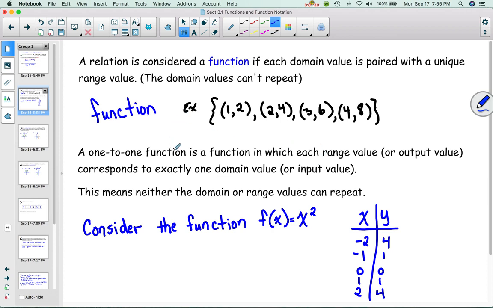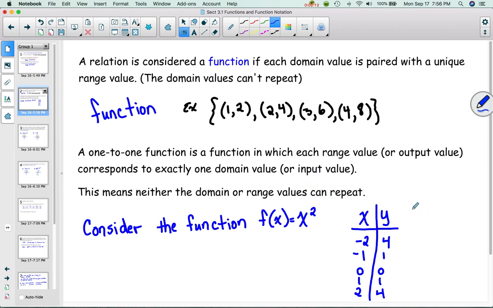So taking it a step further, we have something called a one-to-one function. And once we've identified it's a function, it may be a one-to-one function. And what we mean by that, each range value or output value corresponds to exactly one domain value or input value, which means that the range values can't repeat. So to be a function, the domain values cannot repeat. To be a one-to-one function, neither can the range values repeat.